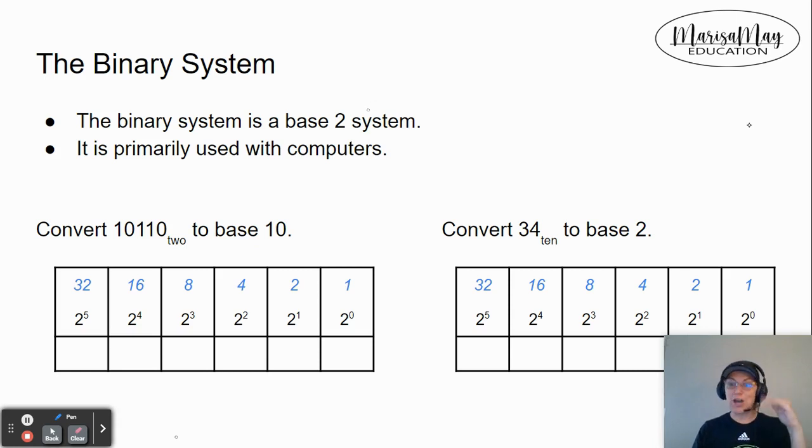You probably heard of the on-off switch. So ones mean on and zeros mean off. And so when you look at a base 2 system number, you're going to only see ones and zeros.